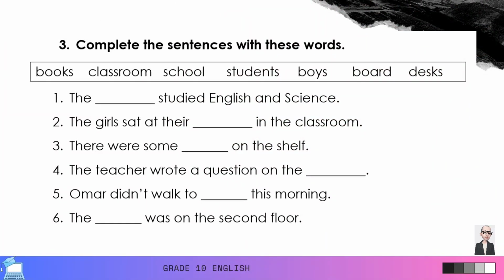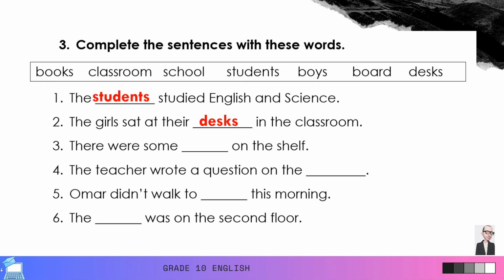Complete the sentences with these words. We've got books, classroom, school, students, boys, board, and desks. Feel free to take a screenshot, match the words with the sentences, and then we can check the answers together. So in number one, the something studied English and science. Of course, the students studied. The girls sat at their desks in the classroom. At the desks, there were something on the shelf.